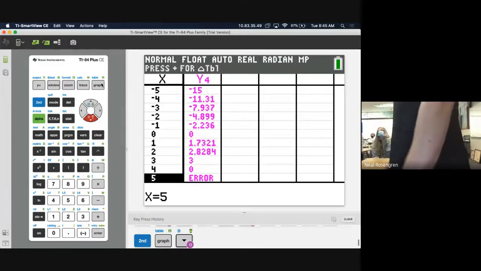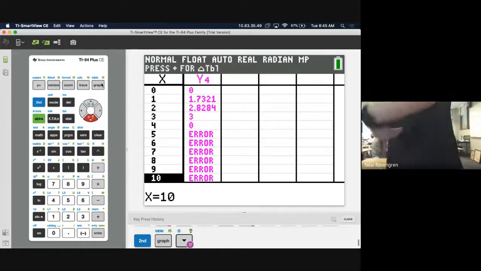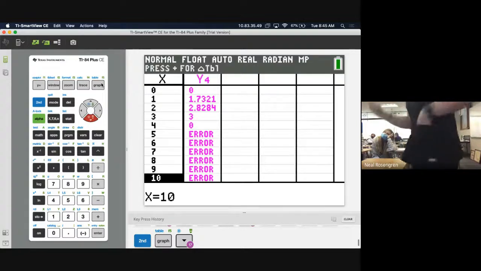Now, everything past that is just going to spit out an error, right? Because it can't do it anymore. But there is a point at 4, 0. It's just not going to draw it very well when you're in zoom standard. One, you're too far away, so the pixels are all messed up, okay?